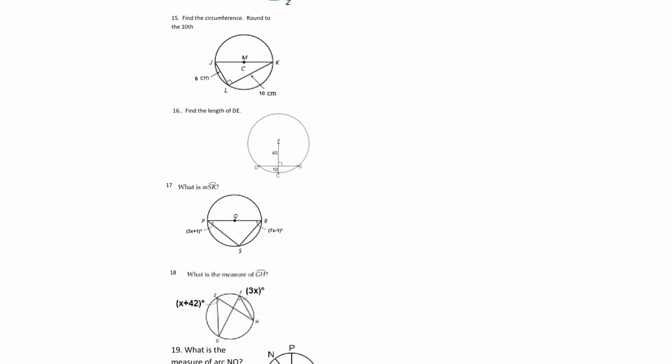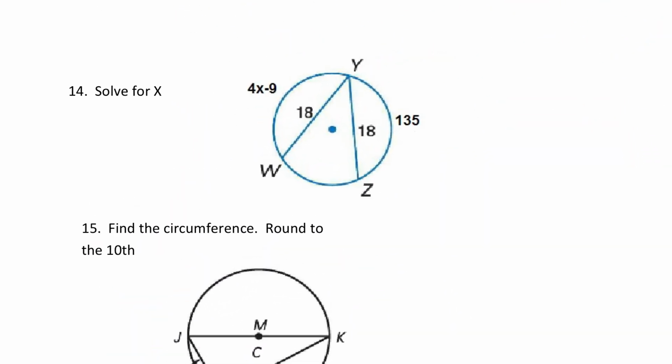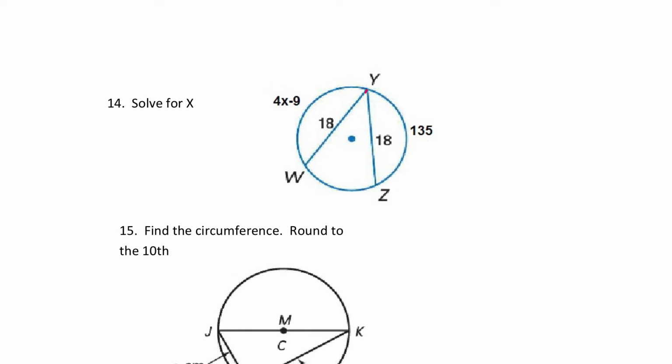As this number 9. Okay. On this one, this chord is congruent to this chord because they're both 18. But past that, I don't really care about the 18. That's just there to let me know that those two chords are congruent. So what that means is that the two arcs that they create are congruent.